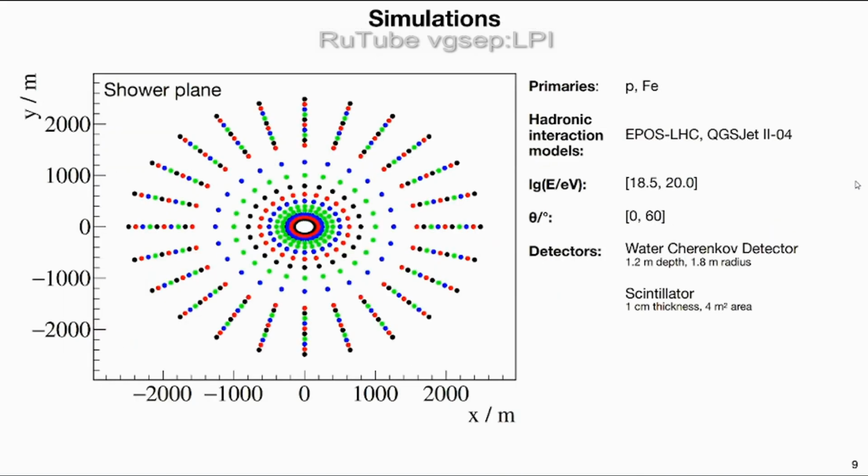Okay, so that's the simulations we ran. We ran them for a few different hadronic interaction models, energies at the highest energies, and up to 60 degrees zenith angle, and for two different types of detectors. Because of course, how sensitive you are to different shower components depends on your detector.